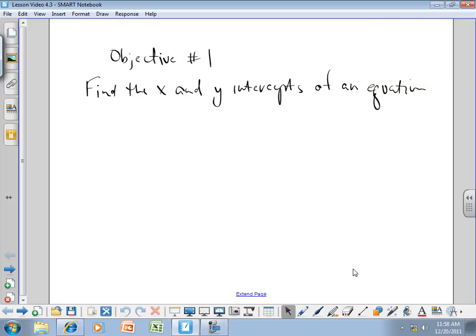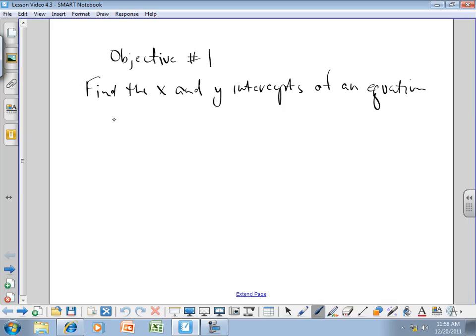Okay, here we are talking about graphing in Algebra 1. And today we want to start talking about how you can graph using intercepts. And we're going to learn, in Objective 1 here, how to find the x and the y intercepts of an equation.